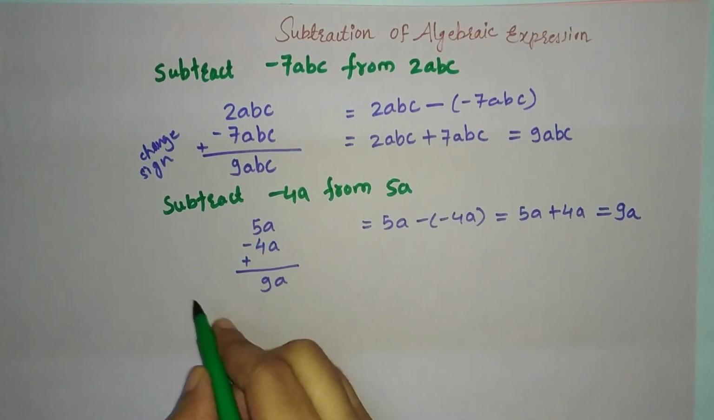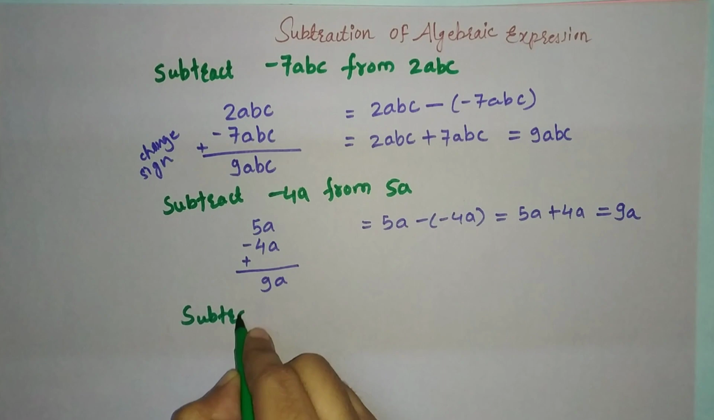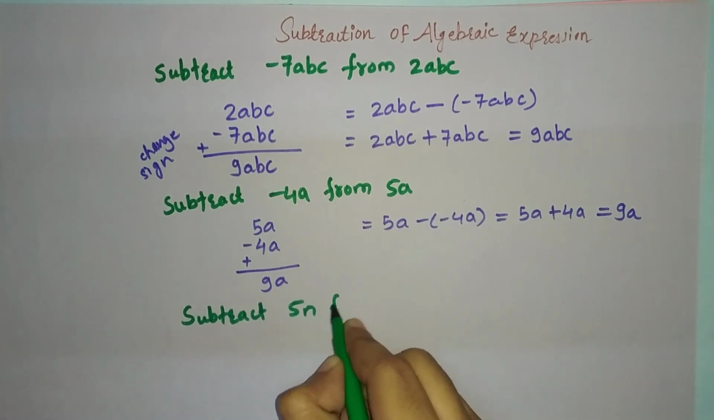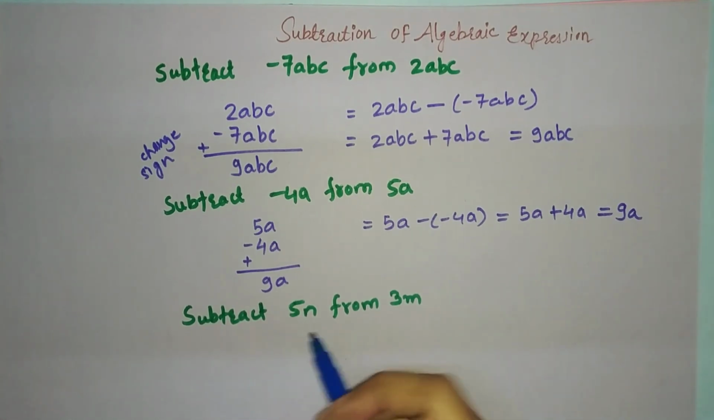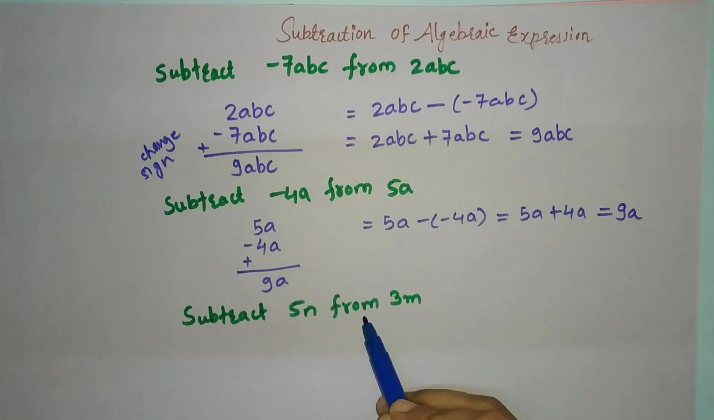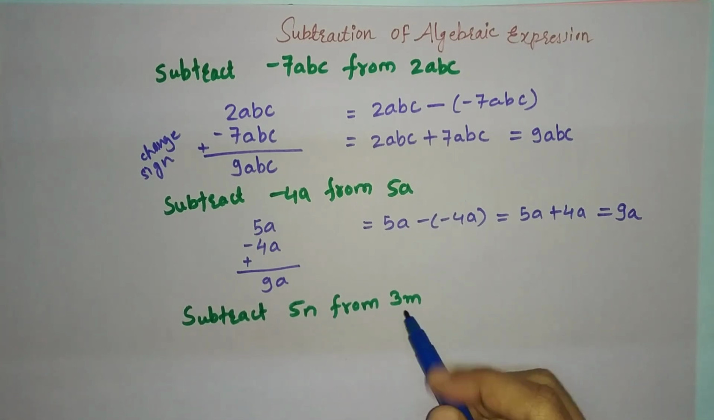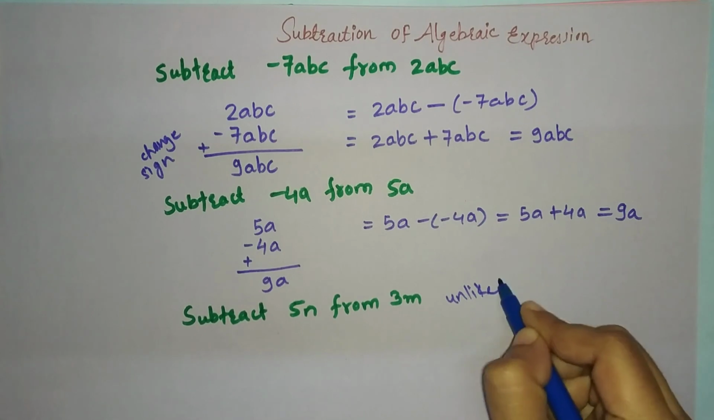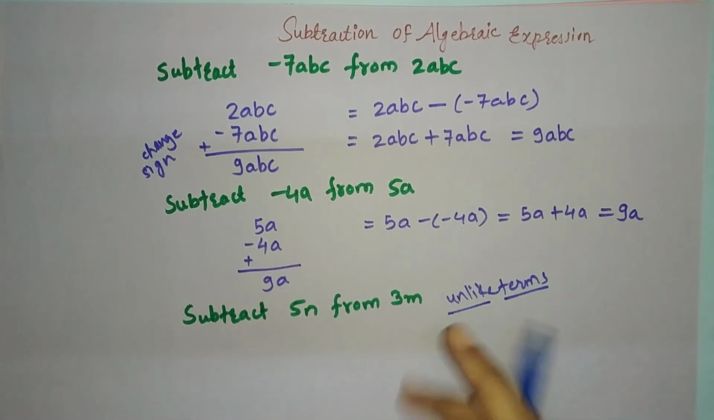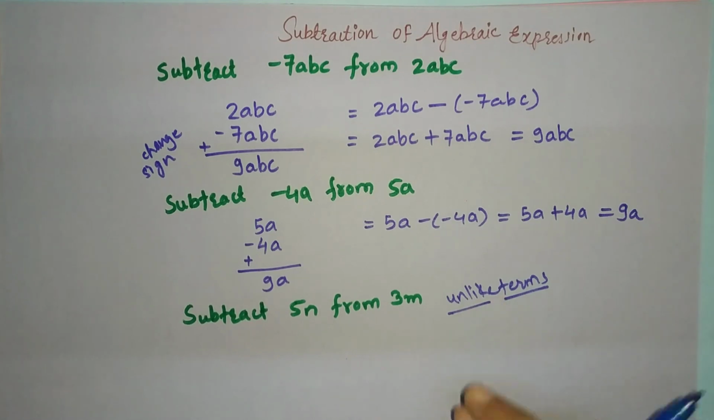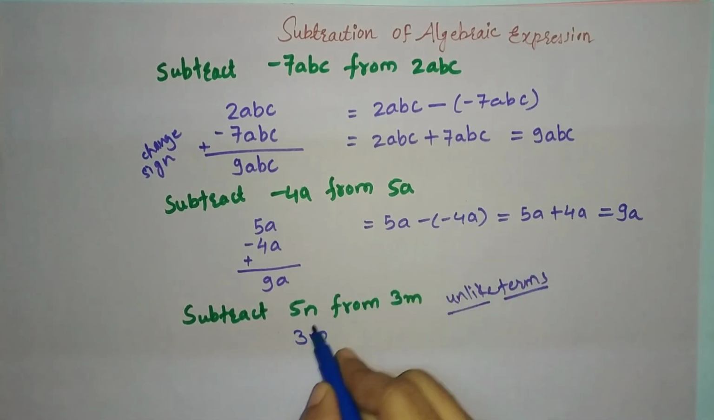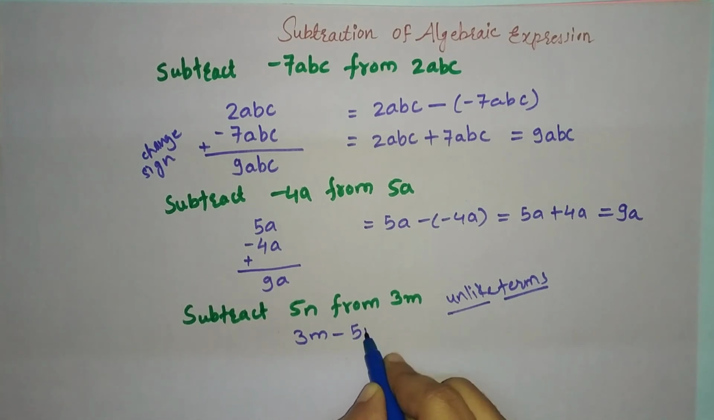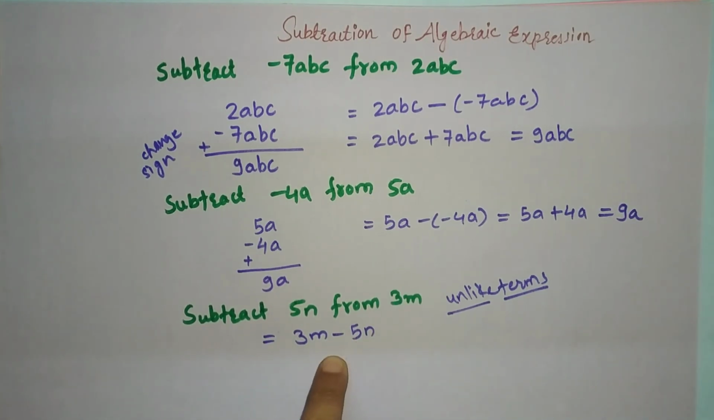So now if you want to subtract 5n from 3m, observe it carefully: we need to subtract 5n from 3m. Here they are unlike terms. For unlike terms, we just need to indicate the subtraction. We'll write the sign of the subtract, like subtract from 3m. What do we need to subtract? 5n. So we'll write 5n, and that's it. We'll write it like this.